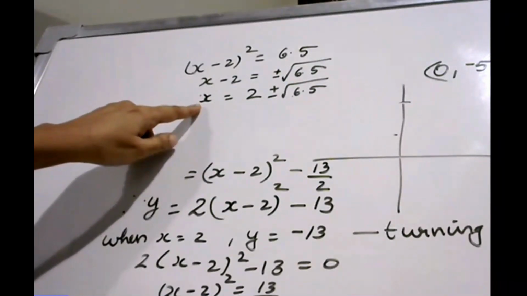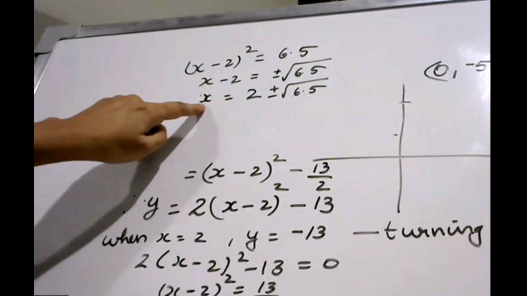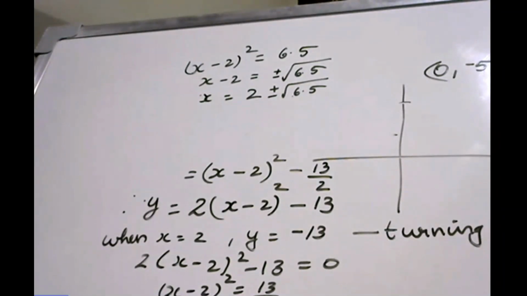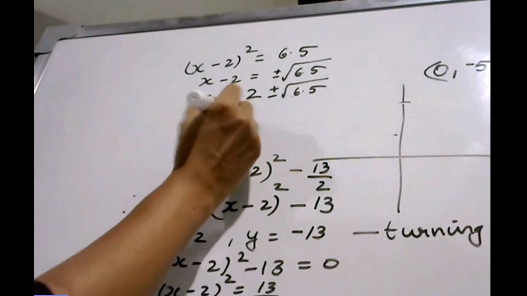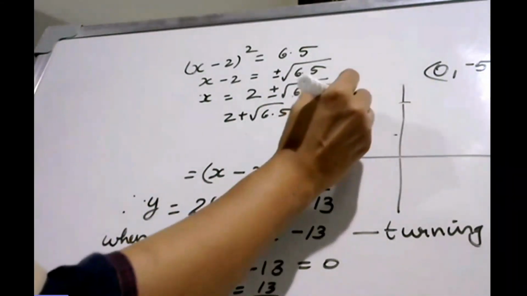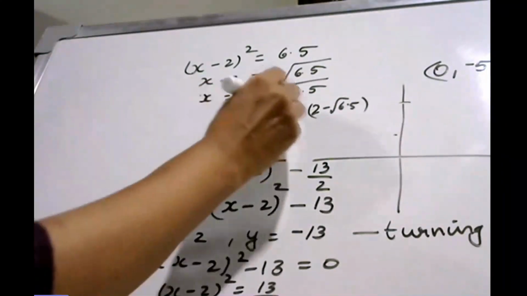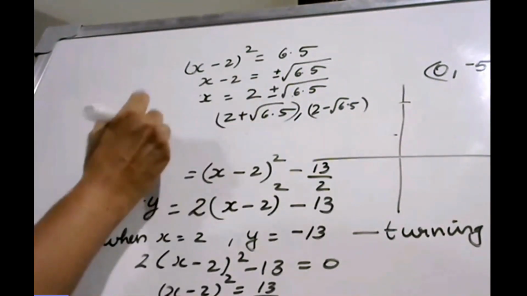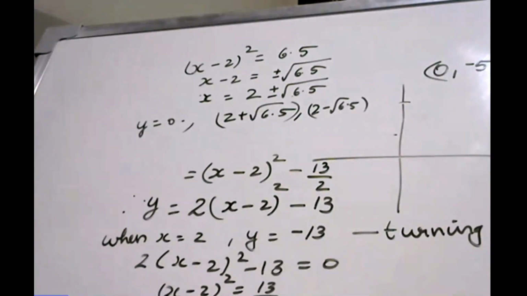So we have two values for x. Means when y equal to 0, the curve meets the axis at two different points, at x equal to 2 plus root 6.5 and 2 minus root 6.5. These are the two values of x when y equal to 0. So now we have got all the points. We got the turning point, we got the y-intercept, we got the x-intercepts. Now we can mark and sketch the curve.